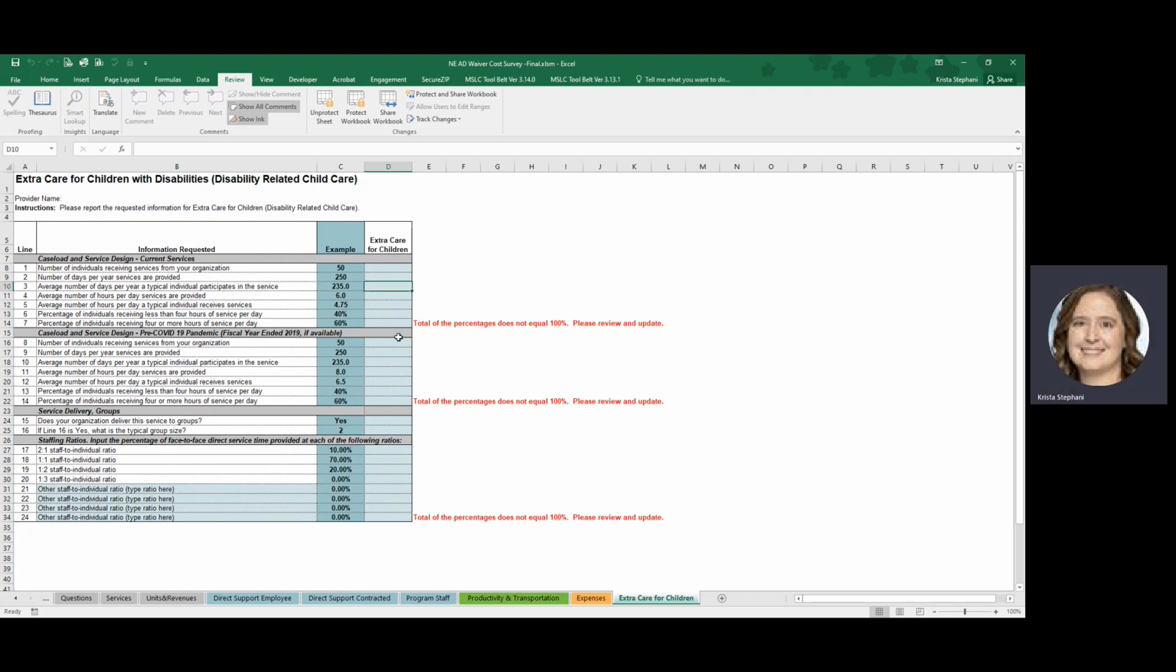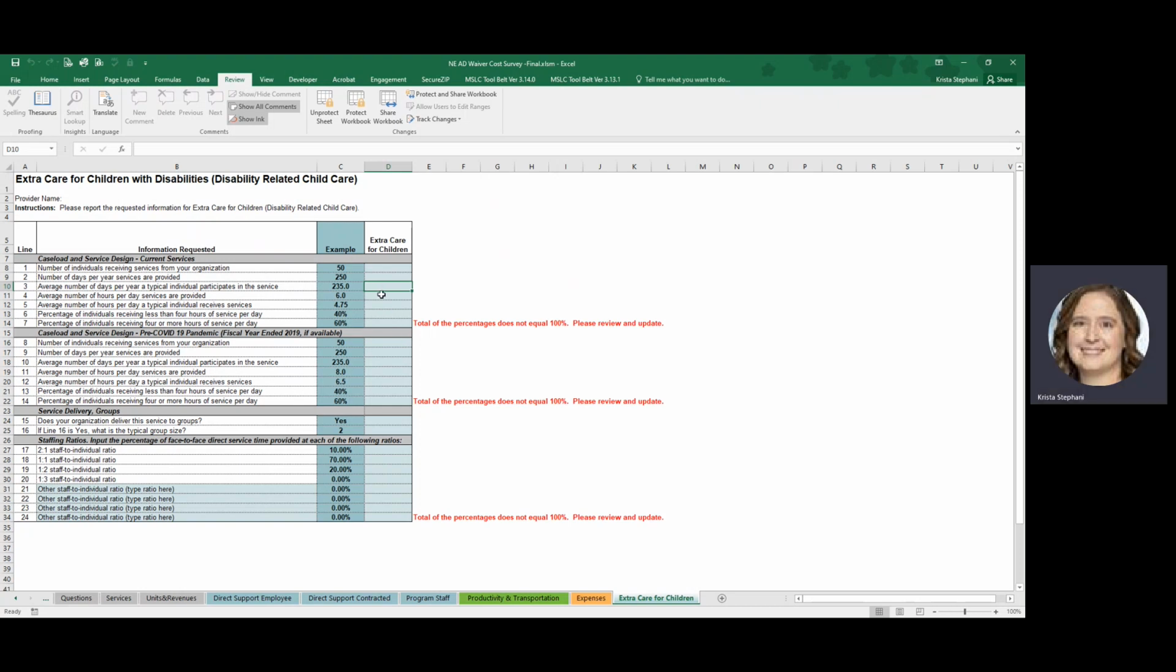The next question is asking, what is the average number of days per year a typical individual participates in the service? We realize not all individuals or participants receive services from you on a daily basis. So within a span of a year, what is the average number of days that you are providing care to children with disabilities?